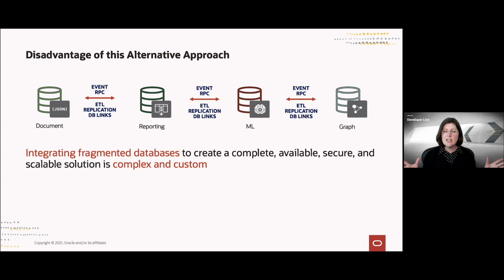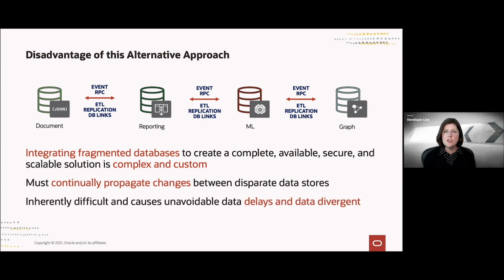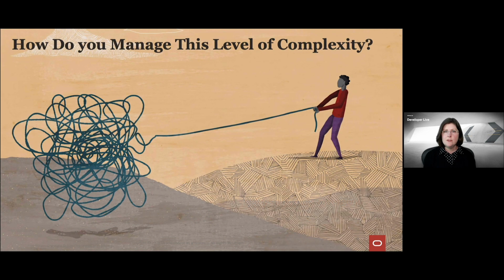On top of that, these separate independent databases are not that easy to integrate. The reason being is that they all come from different vendors or different cloud suppliers, and therefore you're on the hook to do all of that integration in order to be able to create a solution that's complete, available, secure, and scalable. And unfortunately, that means complex integration custom code that you're on the hook to maintain. You're also on the hook to propagate the data across the different data models and databases, depending on what you need where and when. And of course, unfortunately, that propagation can introduce a lot of complexity and also delays and worst case divergence of your data across these different databases. So how do you manage this level of complexity?